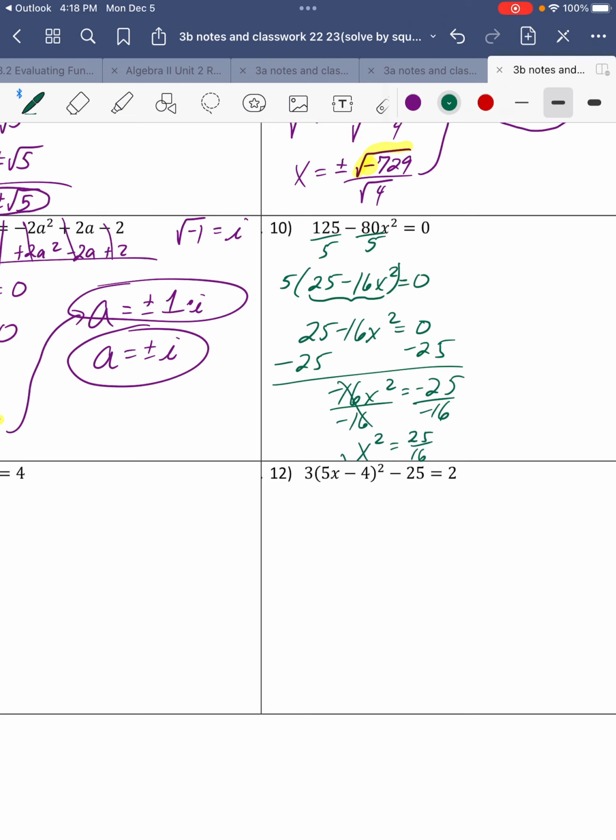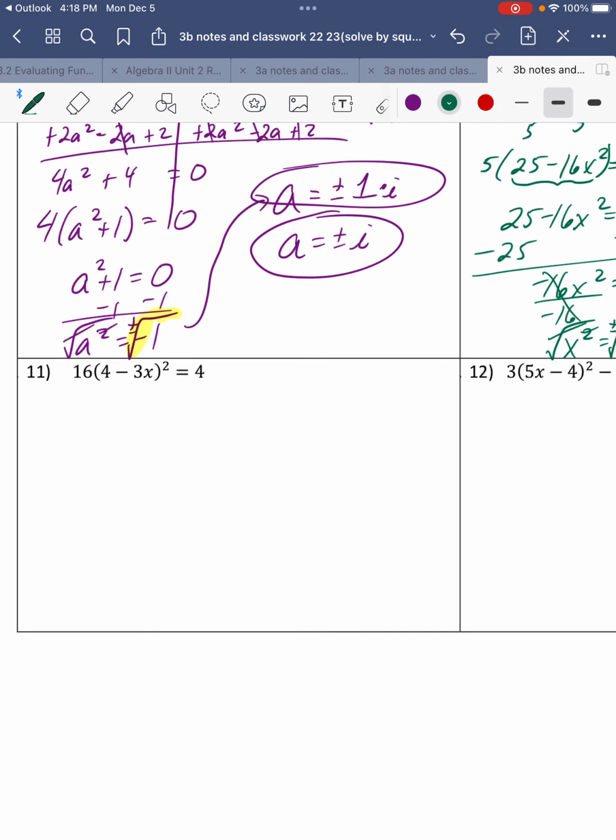Over 16, square root. x is going to equal positive negative 5 over 4. There's no negatives there. Negative divided by negative is a positive, so there's no imaginary.